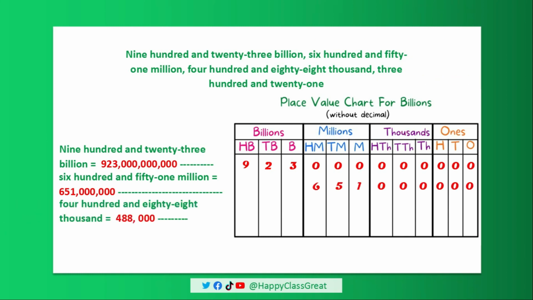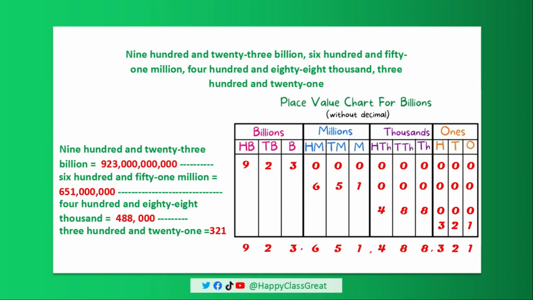The next part is 488,000, 488 followed by 3 zeros, and place it in the place value chart like so. And the last part is 321, which is 321, and you place it in the place value chart like so. Now if you write it there and you list it down under the place value chart, you see this number. Kind of weird, so let's jump to the right board and see it clearly.